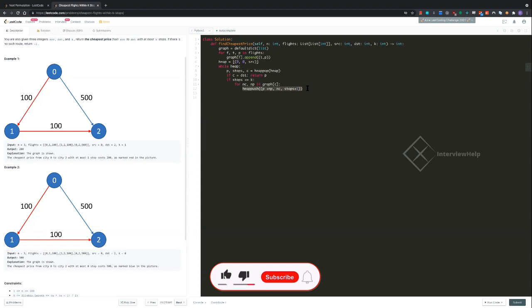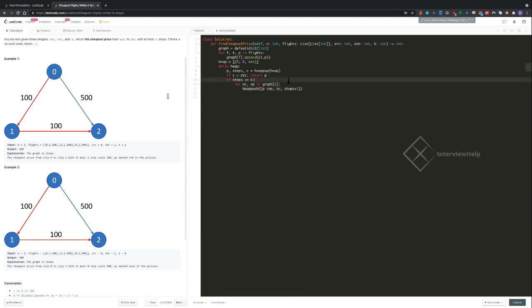Well, that's okay. You're allowed if you're allowed to make 1 stop. That means, yeah, because I'm not counting the second one, right? Exactly. So this should be in order. If I do have stops left over, then I can check my neighbors and push them to the heap and add the price to my current price, and then the heap will order the stuff by price basically.